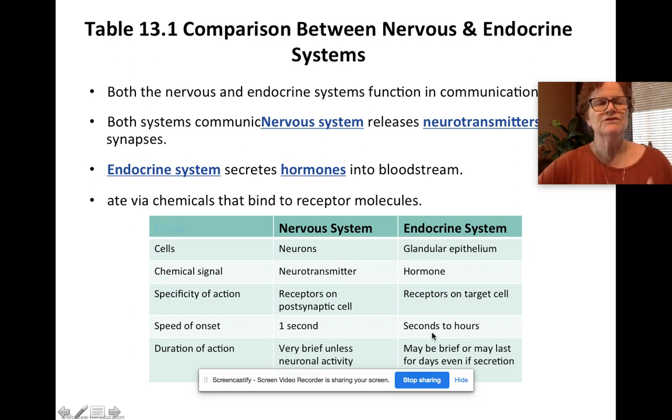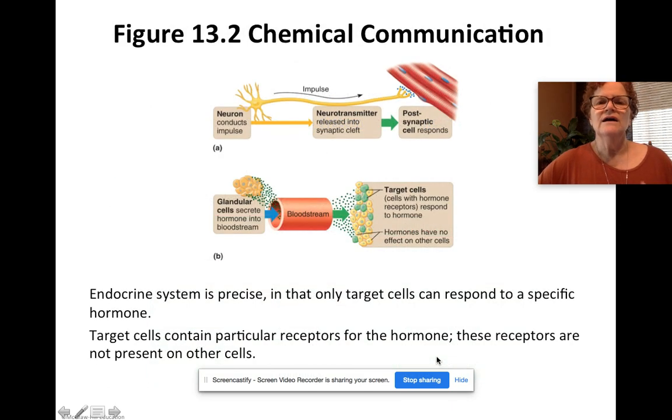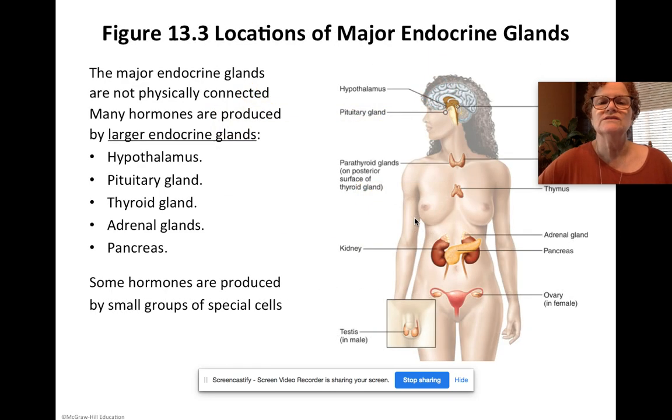the nervous system, because we know the nervous system causes actions in the body. So this is how the endocrine system is different from that. The chemical communication, how that happens. Of course, that was the nervous system. And then this is just a picture of how the endocrine system works.